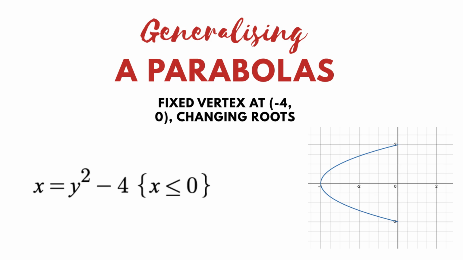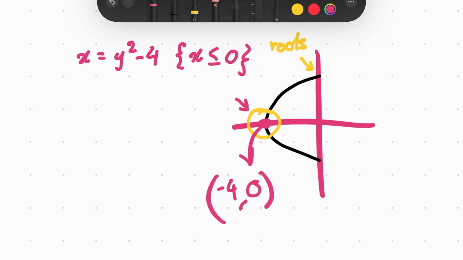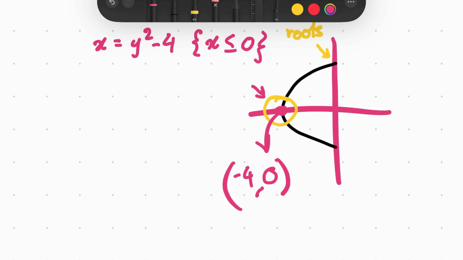So we're generalizing our graph now. We need this to be (-4, 0). And we want to be able to change the roots. Right now our roots are (0, 2) and (0, -2). But now we want to be able to change it, right?